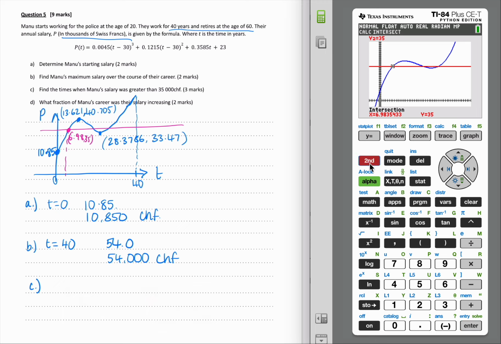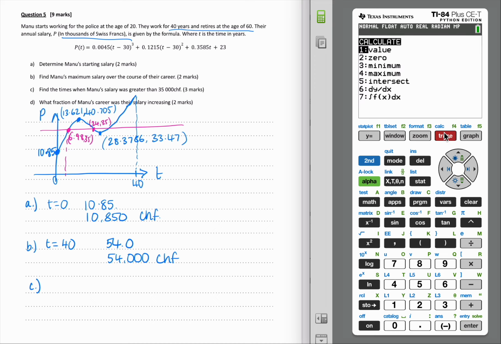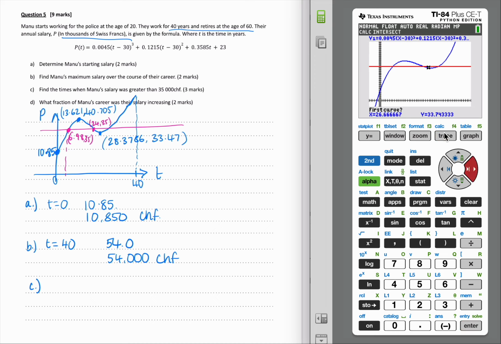And I need to find the next one. So I'm going to find the intersection over on this side as well. And that's 24. So there's one here at 24. And there's also another one at the end there. So somewhere here, there's also one which is at 32.35. So I have these different points. So when is he earning above 35? He's earning above 35 for this time and also for this time.